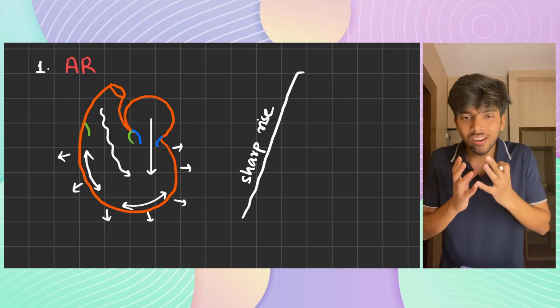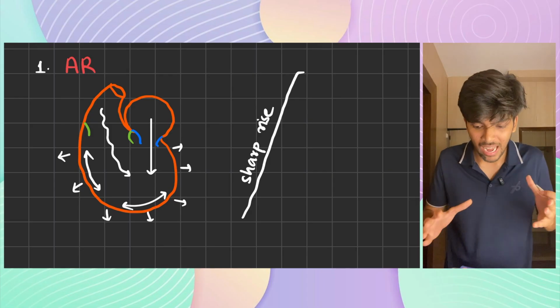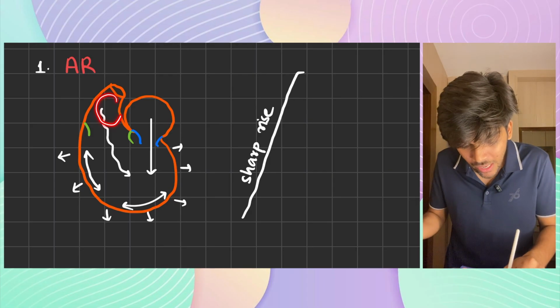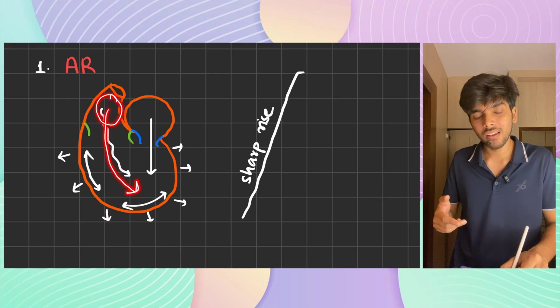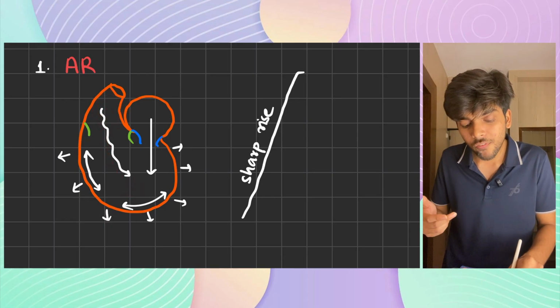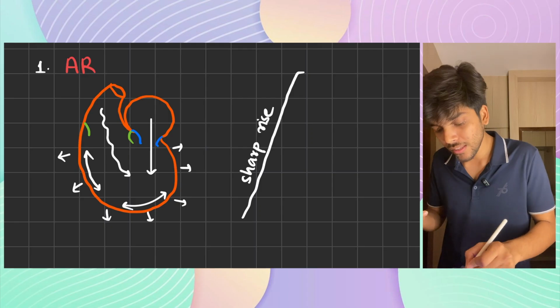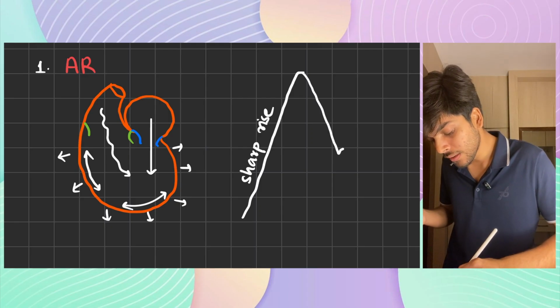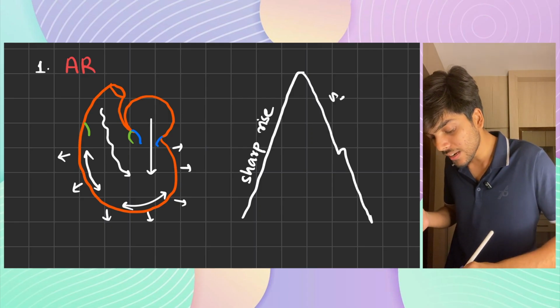But then when the ventricle relaxes, the blood from the aorta regurgitates back. As a result, there is sudden fall in pressure inside the aorta. There is a sharp fall as well. There is a sharp rise and a sharp fall.